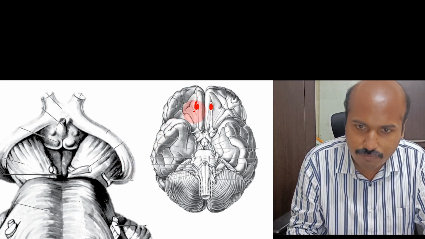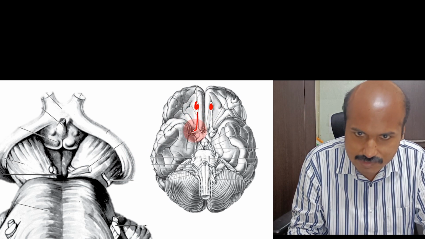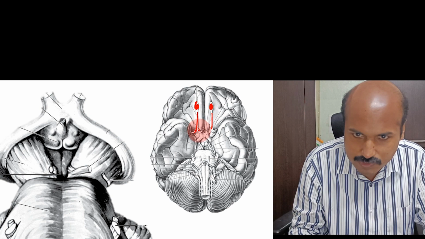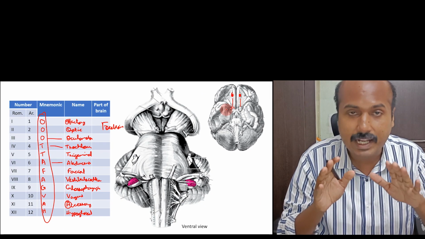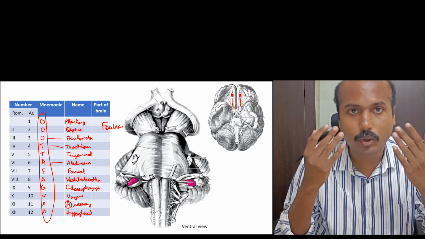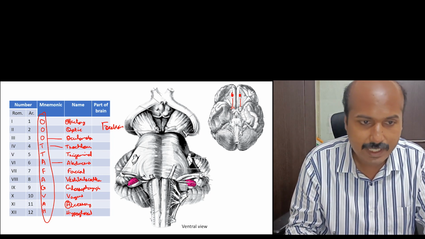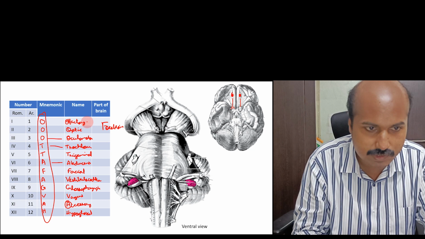From there, you have the olfactory tract arising backwards. This is the olfactory tract. The olfactory tract goes backwards and it divides into two striae, olfactory striae. So that is cranial nerve number 1, but that is not reaching the brainstem. That is going directly to the cerebrum. And the next is cranial nerve number 2. So this is cranial nerve number 1.